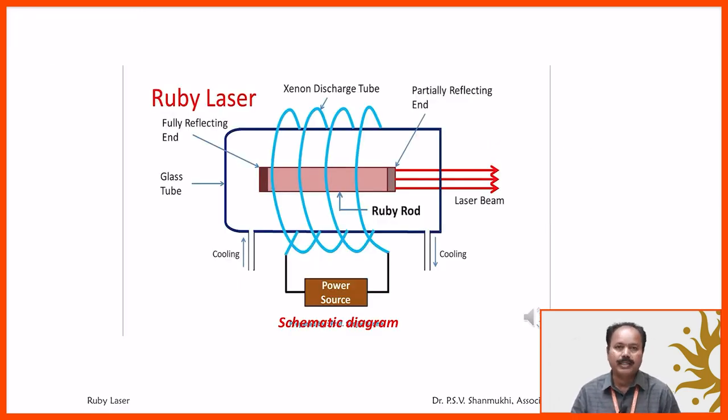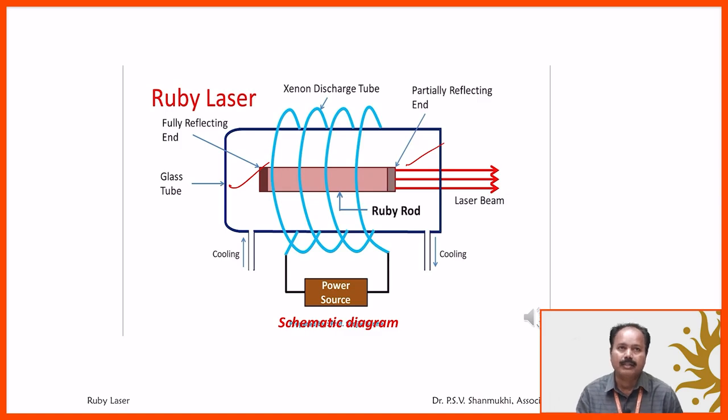The schematic representation of the Ruby laser is given here. In this, there is a ruby rod. This ruby belongs to the GEMS category. It is a solid state laser. The ruby is taken in the form of a cylindrical rod of 4 centimeters long and 1 centimeter cross sectional area. See the opposite ends, this is one end, this is another end.